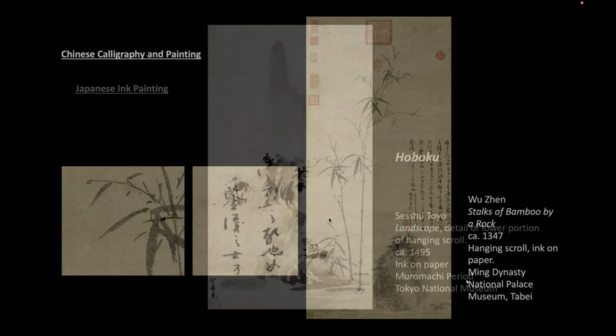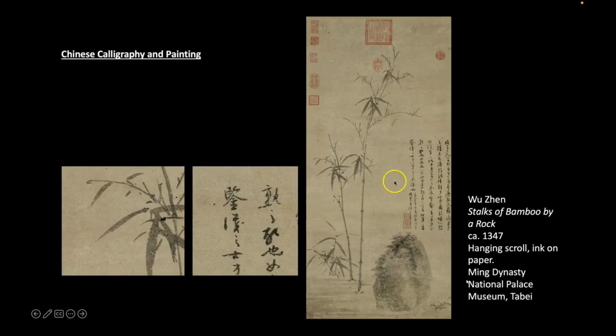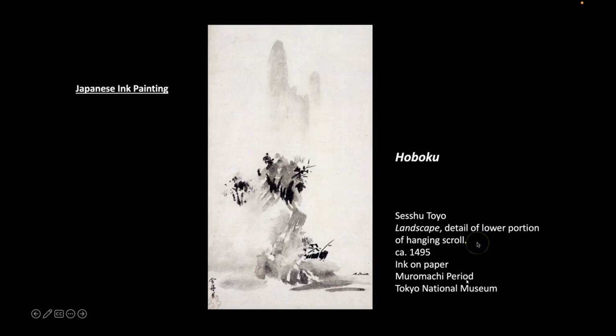And so if you remember, we have these quick movements of calligraphy, the quick character building, and then this bamboo stalk, where you see the quick flick of the brush as it creates this botanical image. Well, Sesshu Toyo really liked that idea of using ink with a brush in this quick motion. And that's called hoboku in Japanese. It's this splashed ink, in this quick movement.